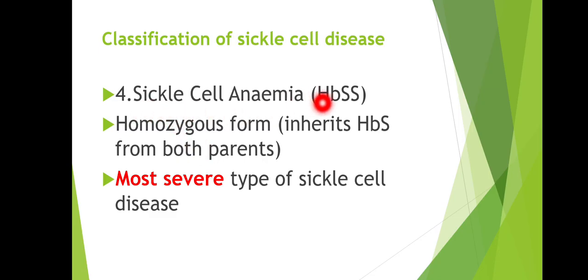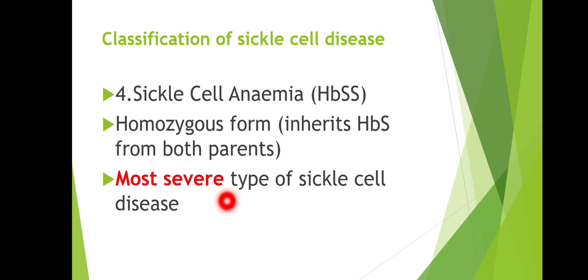Then we have the most common and severe form of sickle cell disease, sickle cell anemia. Here we are talking about both genotypes not being normal. We have hemoglobin S from the mother and hemoglobin S from the father. They combine to form this disease. It is a homozygous form and inherits HbS from both parents. This is the most severe type of sickle cell disease.